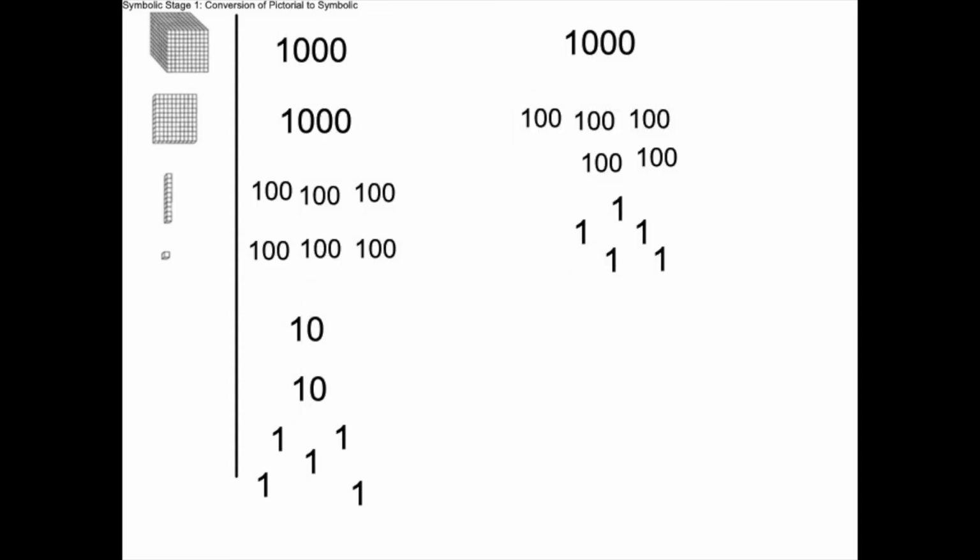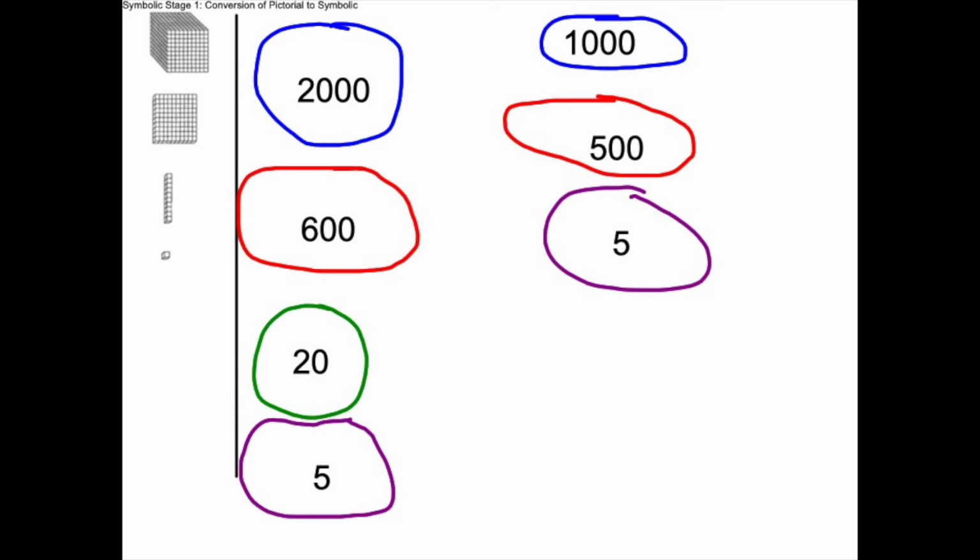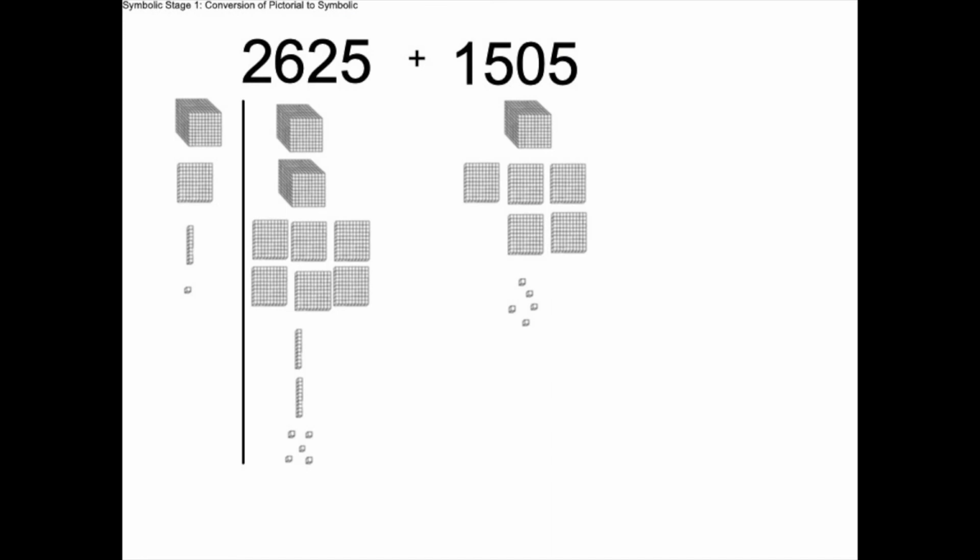First, what we're going to do now is move from pictures into the symbols themselves. I've just added the symbols on top of the pictures, removing the pictures, and now we can do the exact same thing that we did before with the pictures. We're actually going to combine the groupings into their place value partners. So the thousands will go together, hundreds will go together, the tens will go together, the ones will go together. What we've done is we've taken the numbers apart and put them back together now, so that we now have 2,625 plus 1,505.